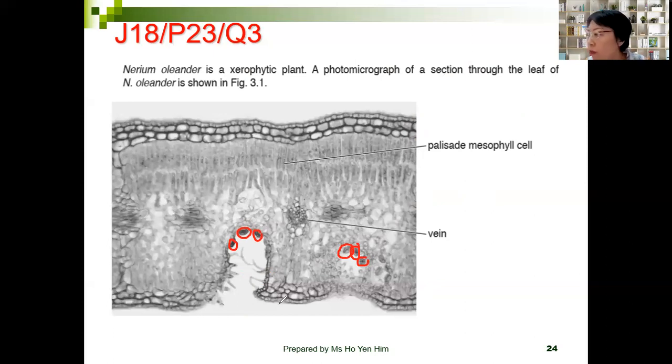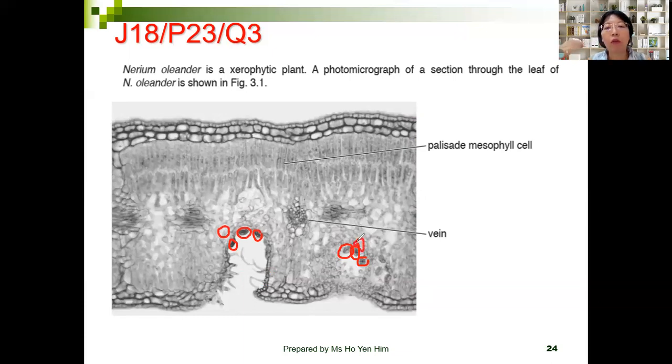One of the easiest ways for you to identify guard cells is to try to look for substomatal air spaces. So you see there's some air spaces here. Usually immediately below this there should be some air spaces, but here I don't find. I think there's some air spaces here. Okay, there's some air spaces here.